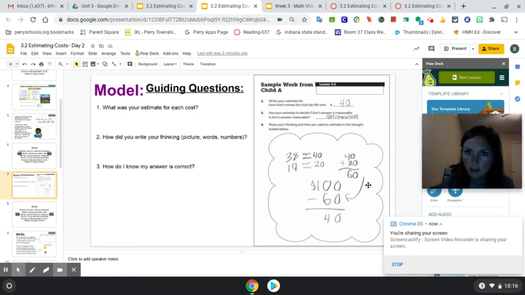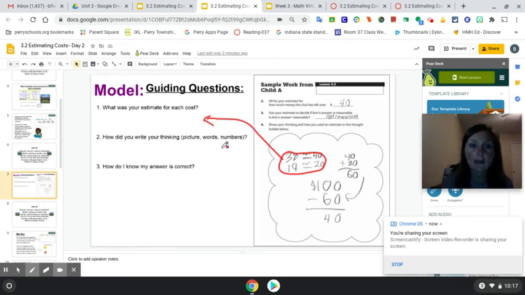When you look here, I can see these little squiggly lines, 38 to 40 and 19 to 20. I think that is where they're showing how they're estimating, what they're rounding here. So they're saying 38 is close to 40 and 19 is close to 20. That makes sense to me. So here I could write down that this is their estimate: 40 and 20 are their estimates for each cost.